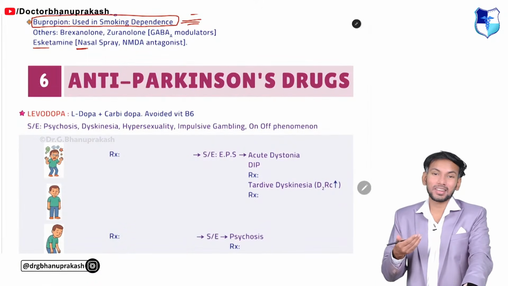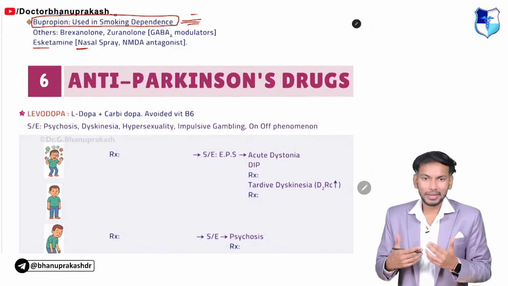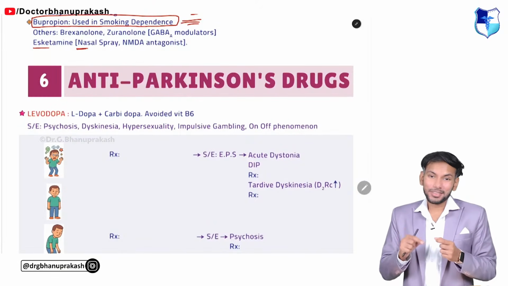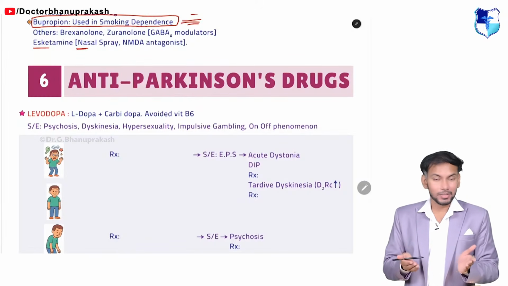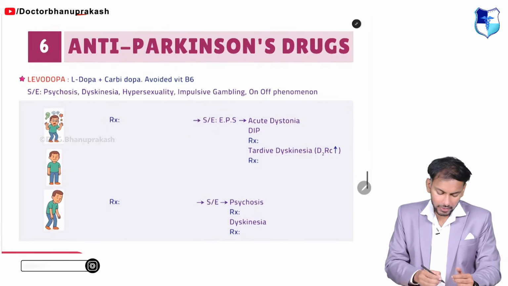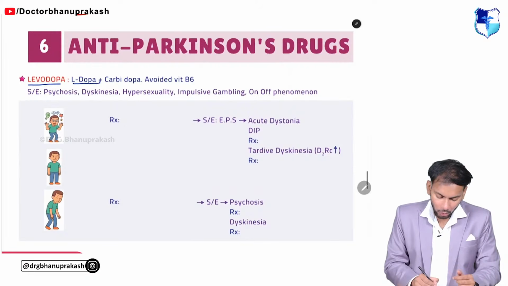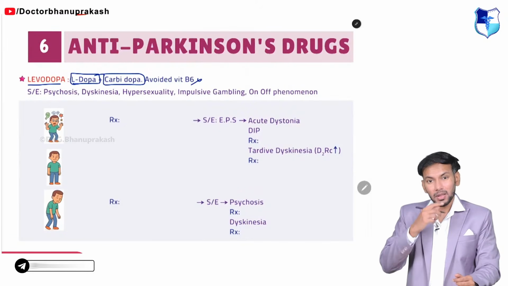That means these are the drugs used in Parkinson's disease. Now, what is Parkinson's disease? I've already told you before. This is due to death of dopaminergic neurons in substantia nigra. So, dopamine levels will decrease. So, what should be the treatment? You should increase the dopamine. Now, the drug is levodopa. You will use L-dopa, that is levodopa plus carbidopa. You should avoid it with vitamin B6.